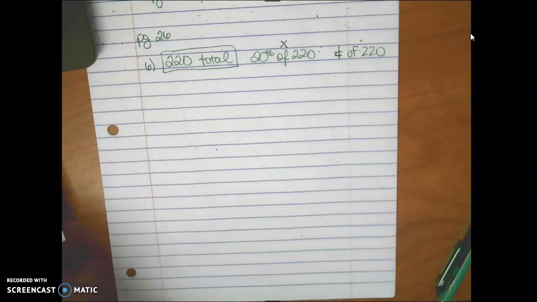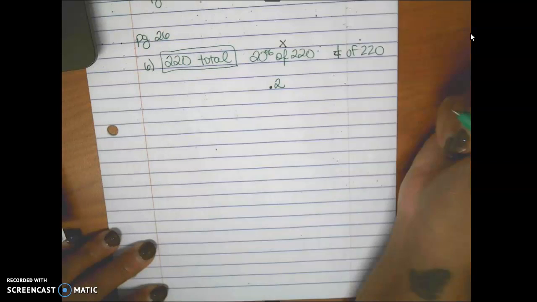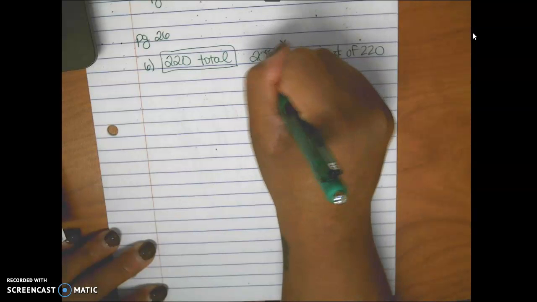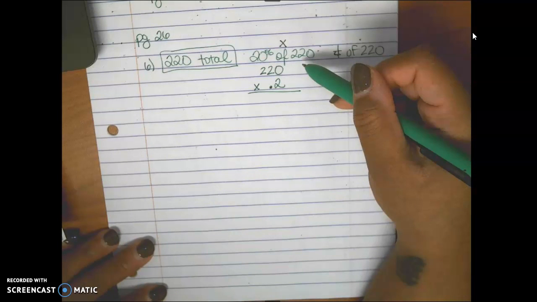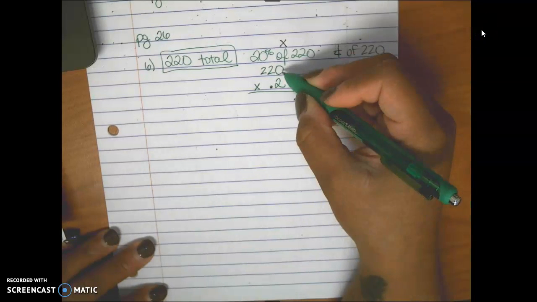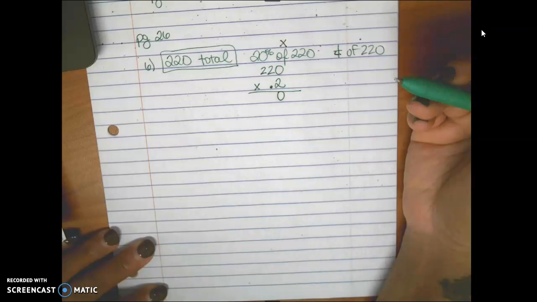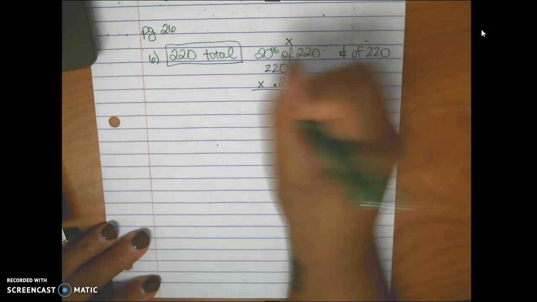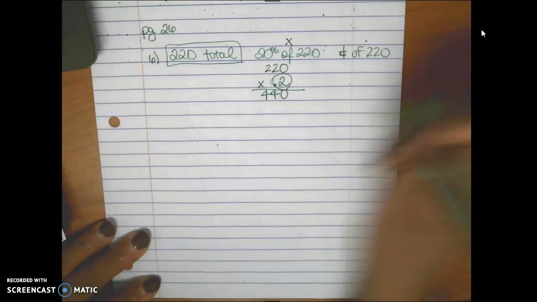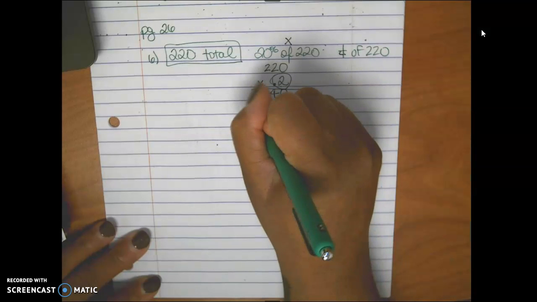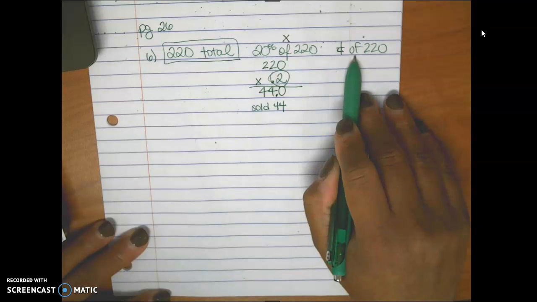And it says of, so I need to multiply. So 20 hundredths times 220. This will be the number of baseball cards that he sold. So 2 times 0. And then 2 times 22. How many numbers after the decimal do I need? 1. So he sold 44. Then 1/4 of 220.